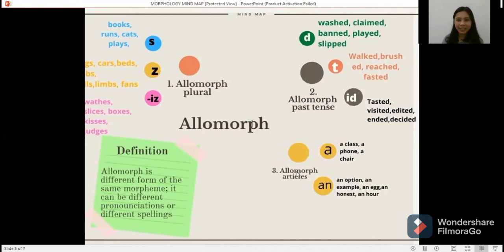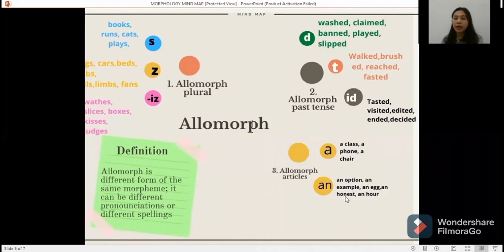And how about allomorph of articles? I think this is not strange for us as students in literature, right? Do you remember how to use an article? Yes, of course. A is used when followed by consonant sounds such as a class, a phone, a chair, a book. And an is used when followed by vowel sounds such as an option, an example, an egg. Wait, we have to remember this.